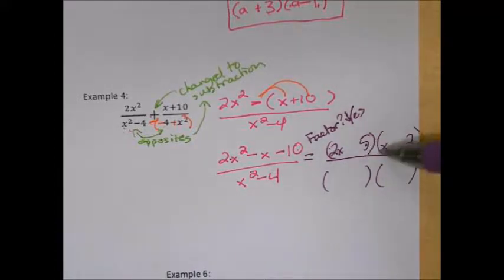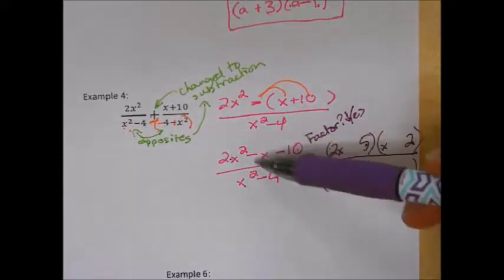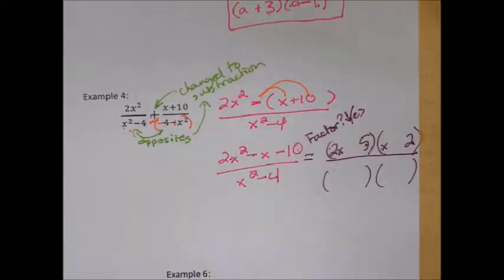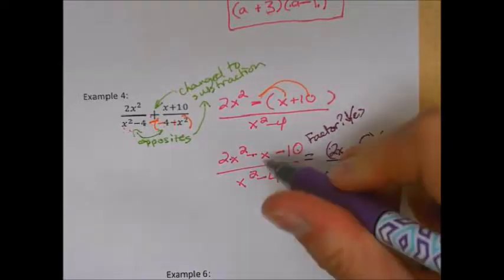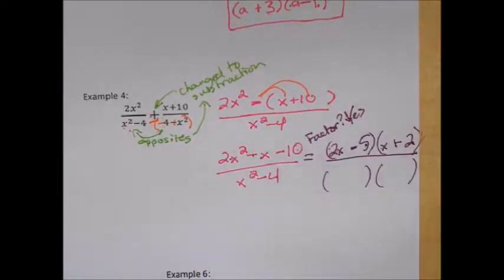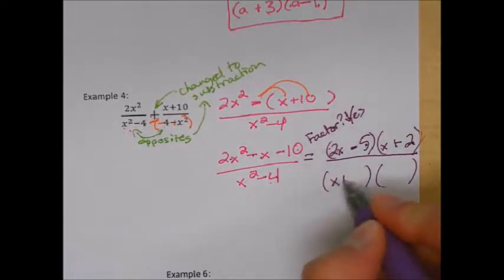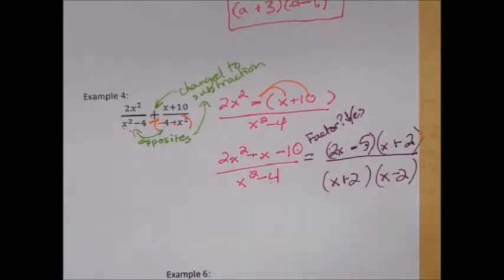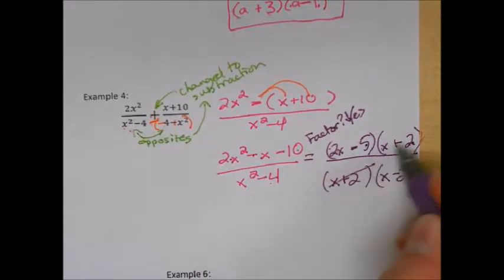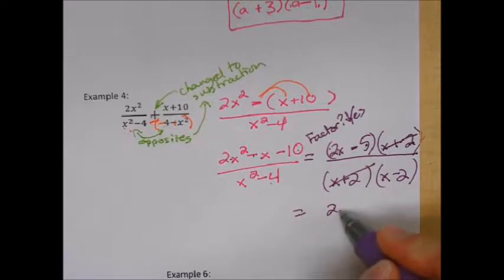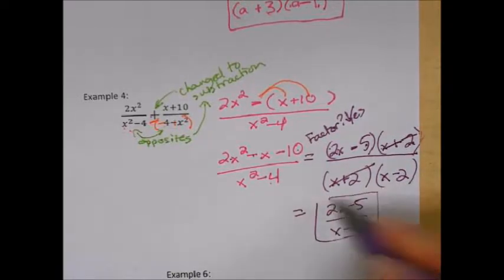I have 5x, 4x. I want a negative, so the bigger is going to be negative. So I'm going to have a negative 5x plus 4x gives me negative x. The bottom is a difference of squares, so I have an x plus 2, x minus 2. And things do cross out. So I have 2x minus 5 over x minus 2.